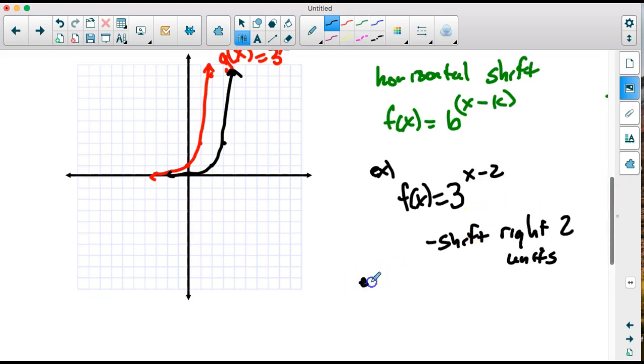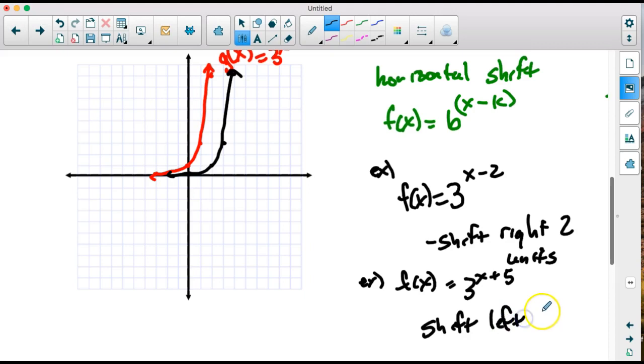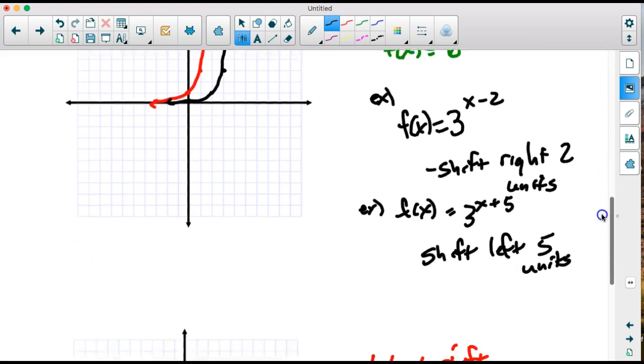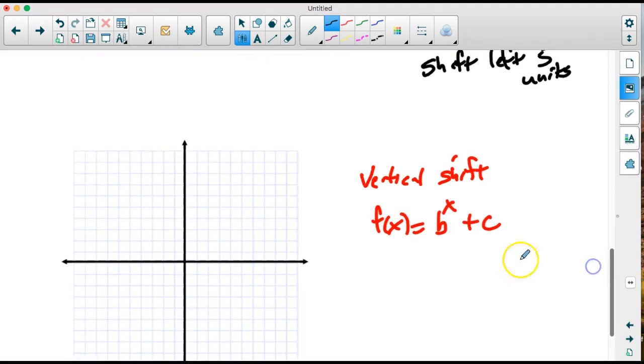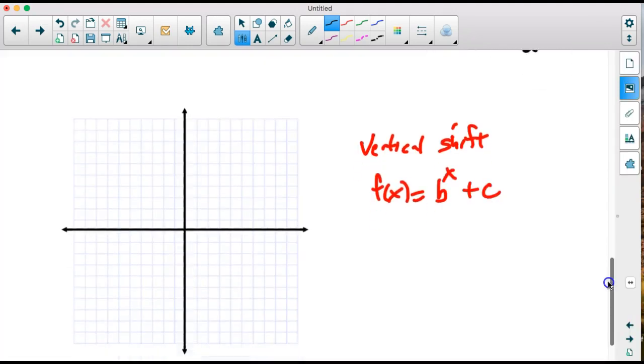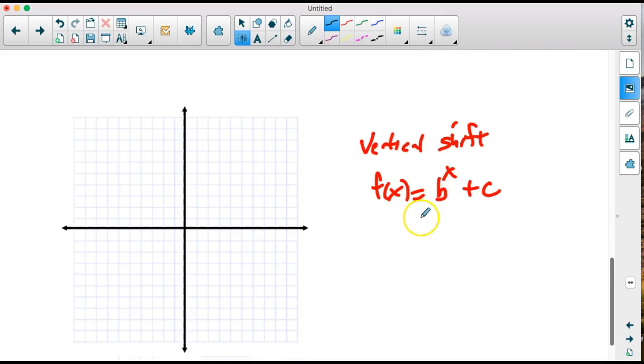Okay, now if we had the problem f of x equals 3 to the x plus 5, that would shift left 5 units. So in a horizontal shift, it shifts the reverse of what the positive or negative value is here. Okay, that's shifting right or left. Now the vertical shift is just when you add something to the end. So vertical shift, add some value to the end here. We shift up or down.